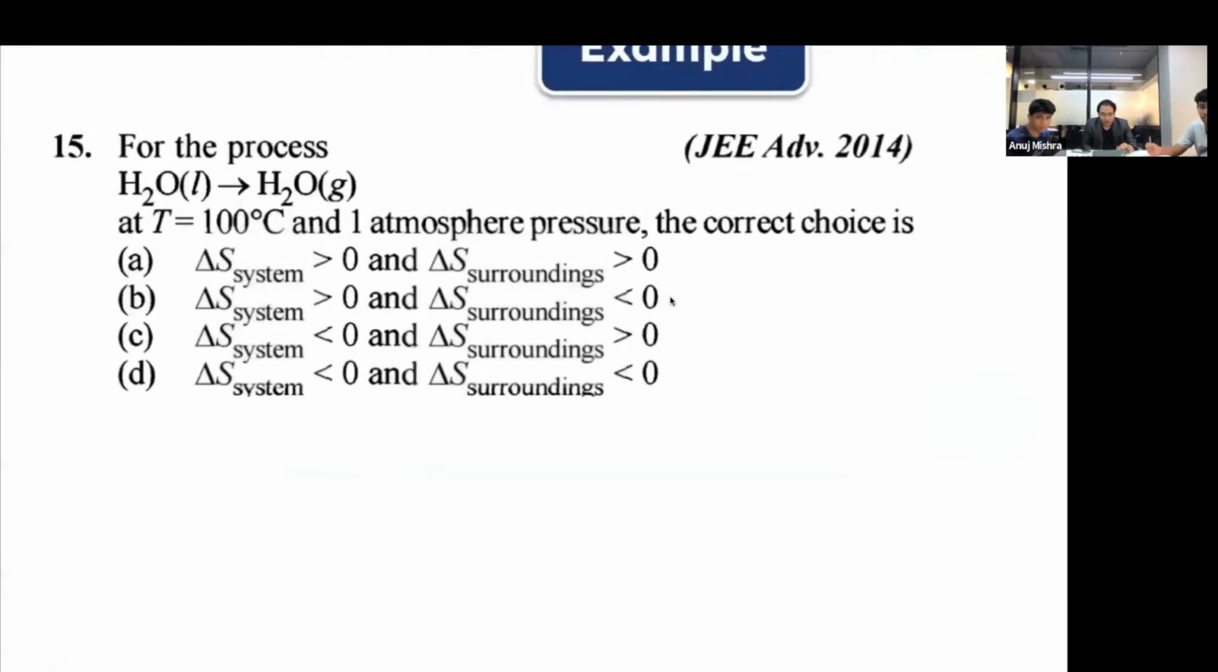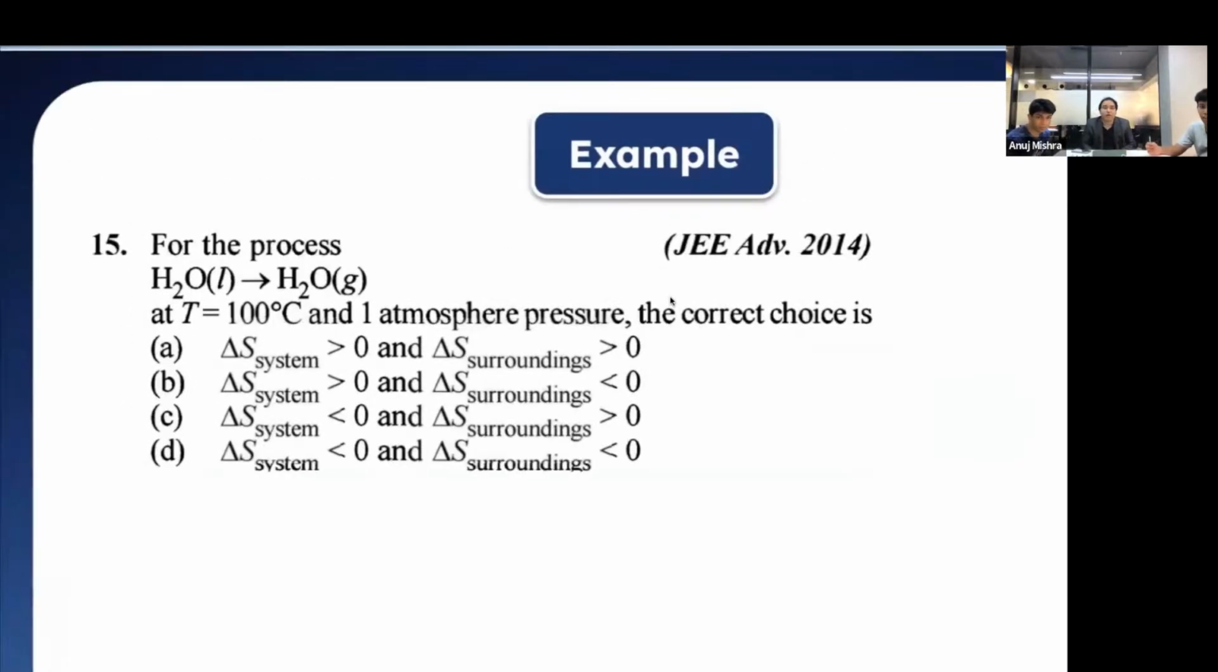This you can answer. JEE Advanced 2014 का क्वेश्चन. लिक्विड वाटर, वाटर वेपर में जा रहा है. टेम्परेचर है 100 डिग्री सेल्सियस, प्रेशर है 1 एटमॉस्फेरिक प्रेशर. अब बताओ क्या होगा. 1 atmospheric pressure and 100 degrees Celsius shows it is at equilibrium, because water's boiling point is 100 degrees Celsius only. So what's the answer?